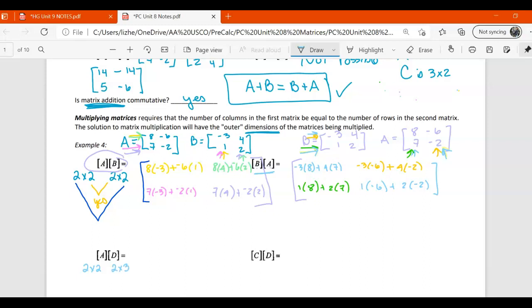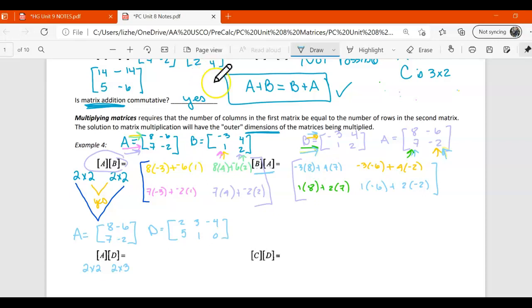And so remember, well, let me write those down first. A is going to be 8, negative 6, 7, negative 2. And D is the matrix. By the way, we use these capital letters for our matrices. We have 2, 5, 3, 1, negative 4, 0.